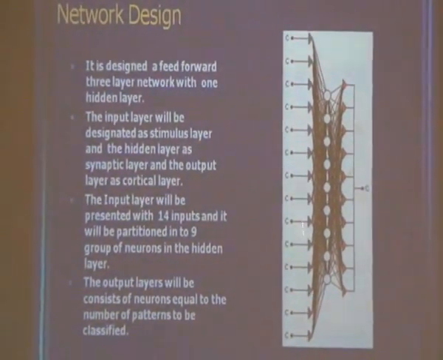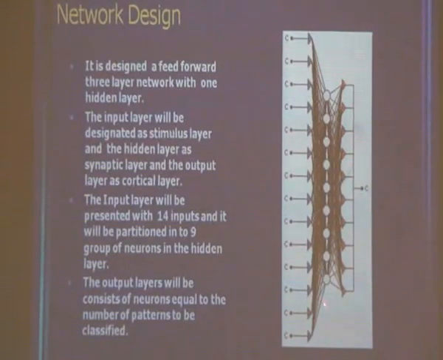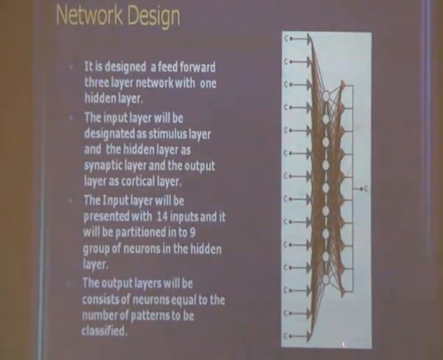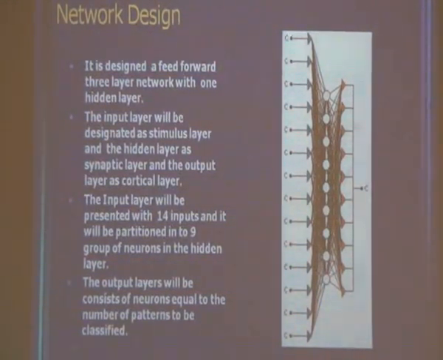See here, this is called the input layer. The second one is the hidden layer, and the last one is here. This neural network has 10 outputs. It's a real-time problem. Here it classifies 10 types of stroke disease. For that, 14 inputs are given, and 9 hidden neurons.